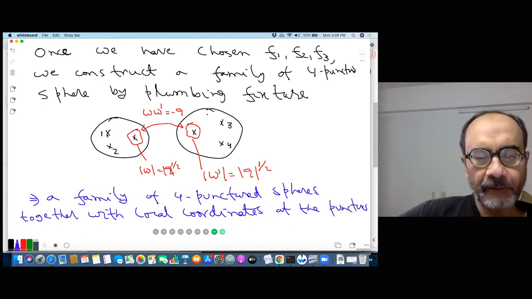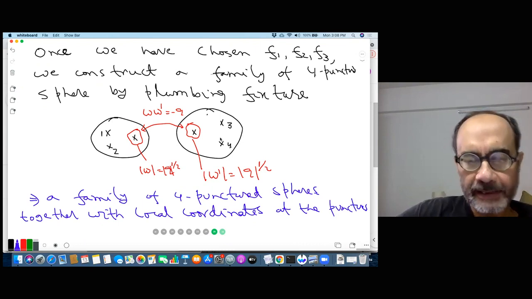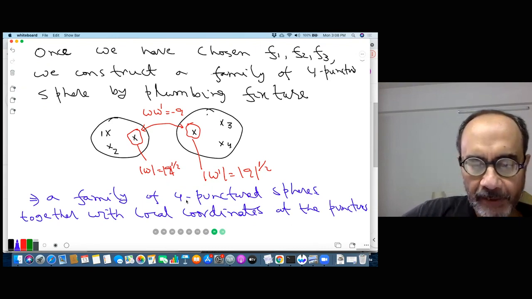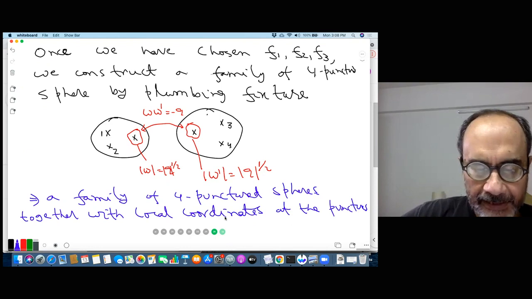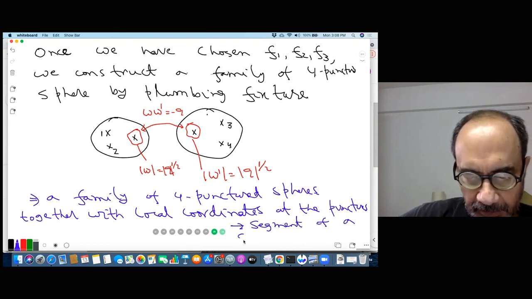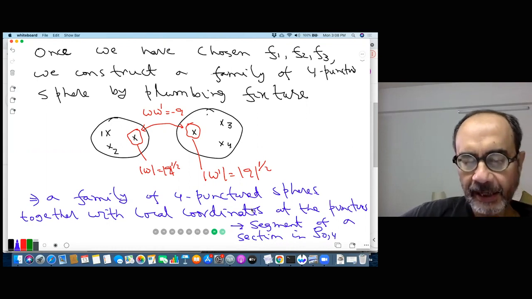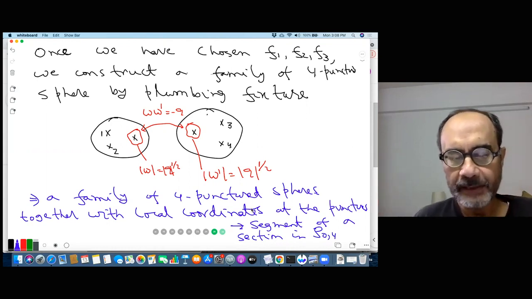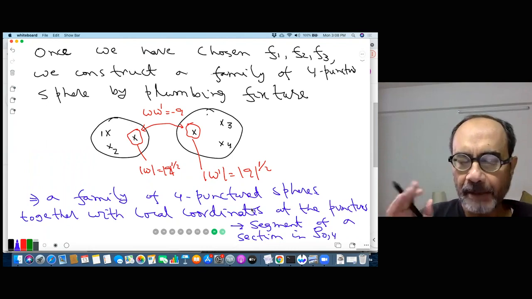Because already for the 3 punctured sphere, you have chosen local coordinates, right? So the same local coordinates you'll be using on the 4 punctured sphere. So this provides a family of 4 punctured spheres. So this you can think of as a segment of a section in P04. Because all the local coordinates are specified and you have a family of 4 punctured spheres, a 2-parameter family. That's exactly the dimension of M04.